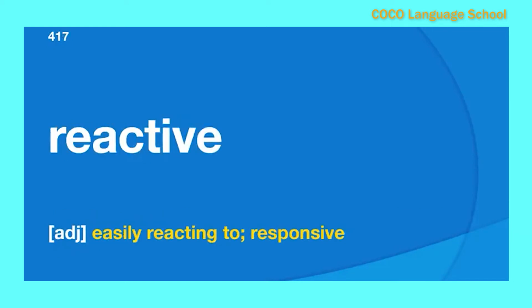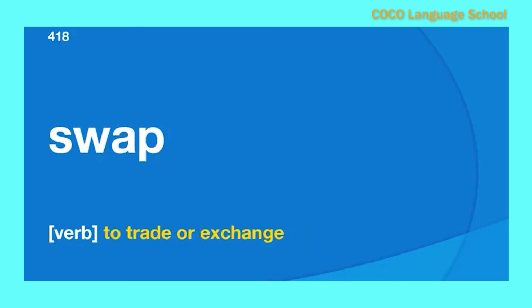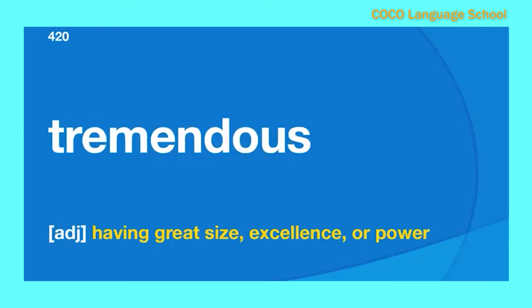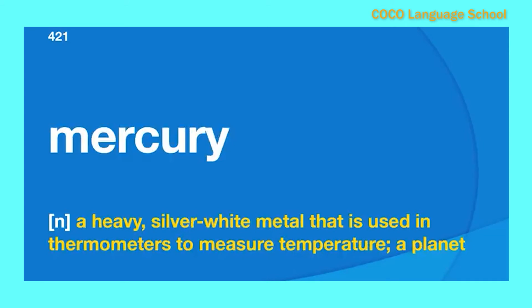Easily reacting, responsive. Reactive. To trade or exchange. Swap. A weapon, usually thrown, shot or launched. Missile. Having great size, excellence, or power. Tremendous. A heavy, silver-white metal that is used in thermometers to measure temperature, also a planet. Mercury.